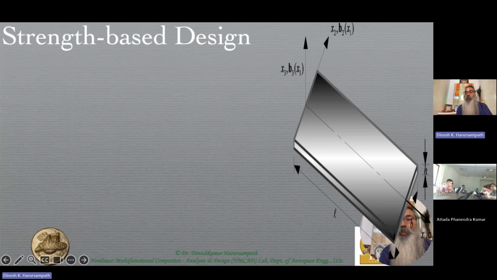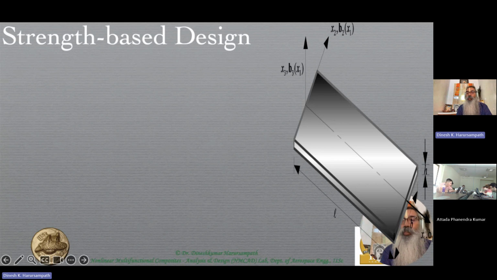Along these three directions, all these three dimensions, we introduce coordinate measures, which is x1 along the length that you see over here. Tangential to that x1, you will have a unit vector, which is b1.